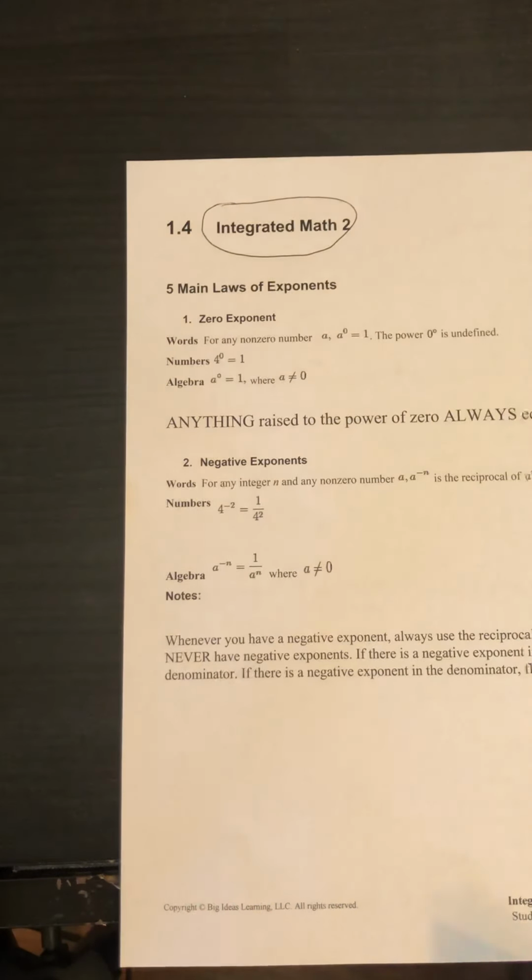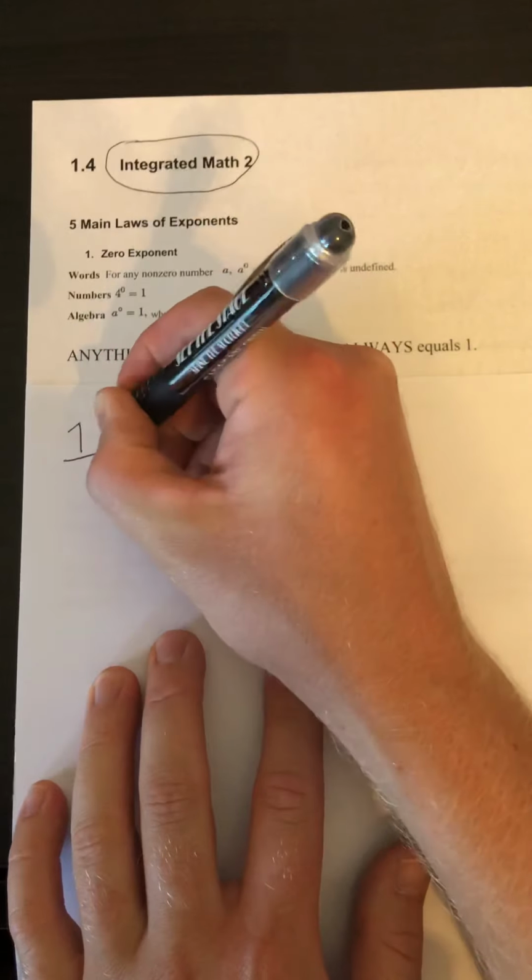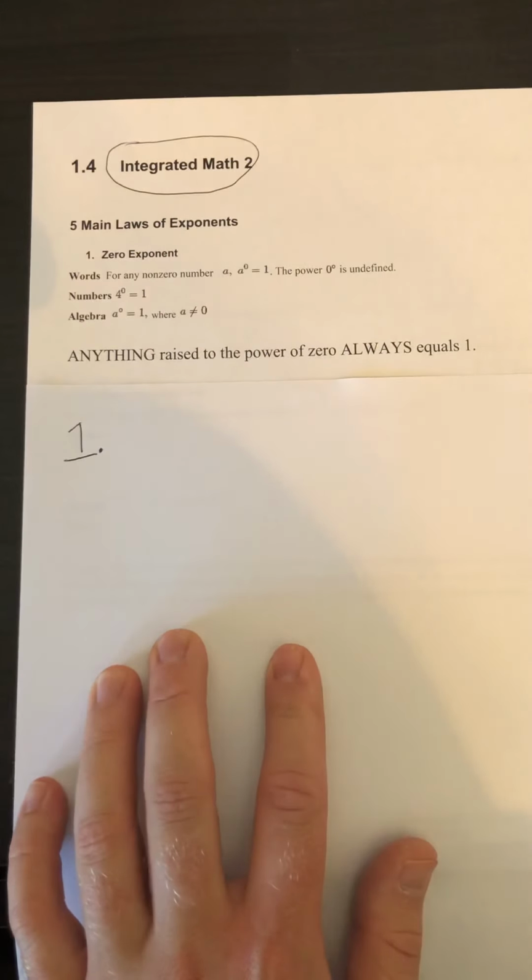I'm at my house right now, so it's kind of messy. My office. Okay, our first law of exponents is the 0 exponent. This is probably the easiest of all the laws. That's probably why it's number 1. Anything raised to the power of 0 always equals 1. Okay, here we go. The first law of exponents. Anything with a 0 exponent always equals 1.